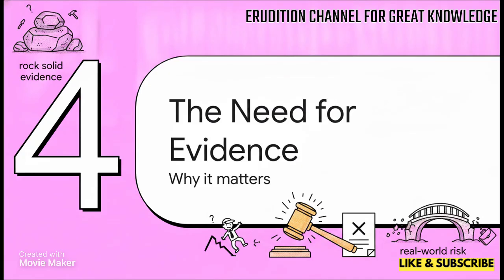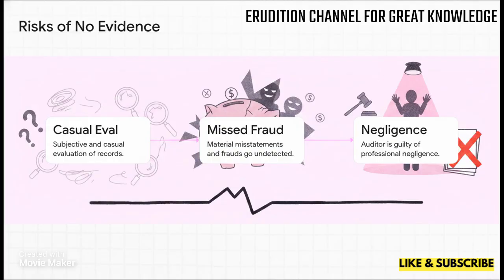Finally, Section 4, the need for evidence. Why do we need this evidence to be rock solid? Well, this sequence lays out exactly why objective examination is so critical. If you form an opinion based on just a casual, subjective glance at the records, you're leaving the door wide open for material misstatements or even massive frauds to go completely undetected. And when that inevitably comes to light, you won't have the evidence to defend yourself, and you'll be found guilty of professional negligence.